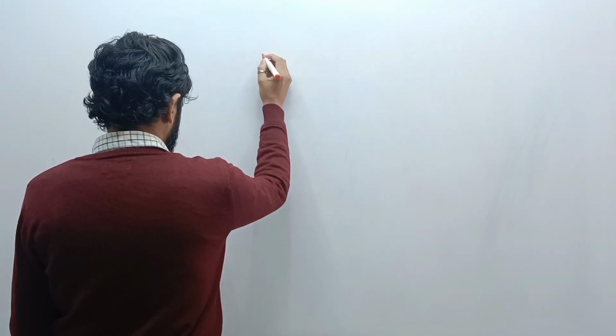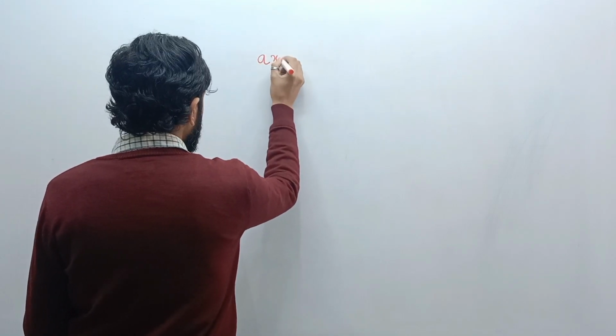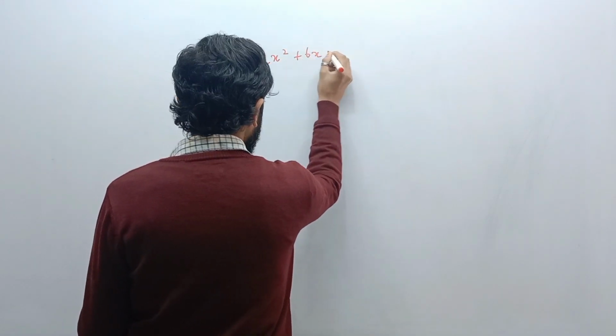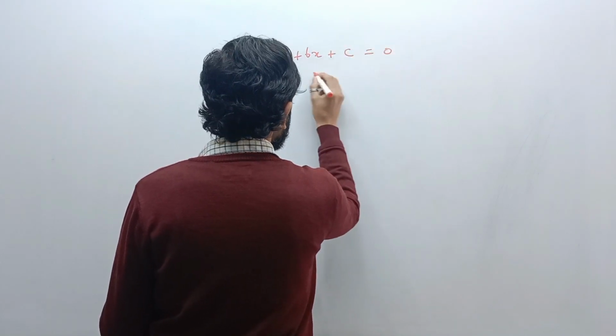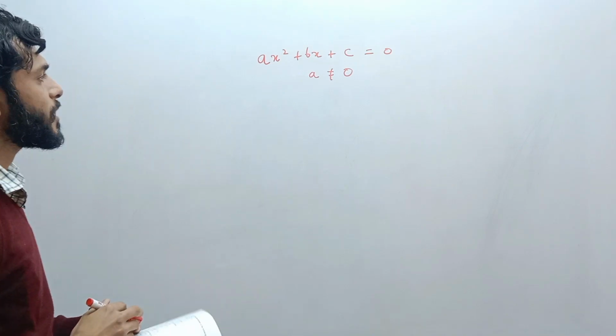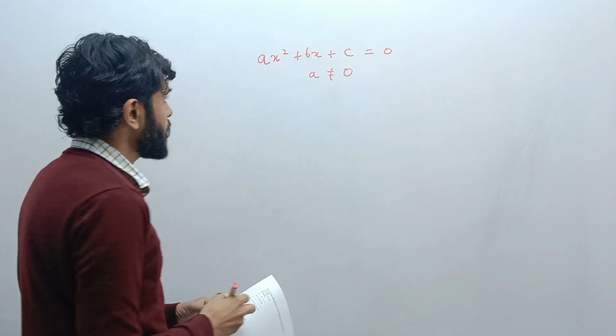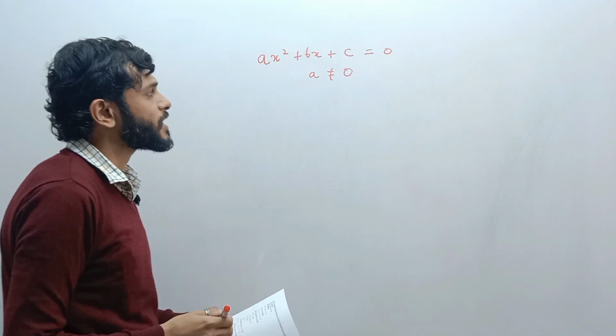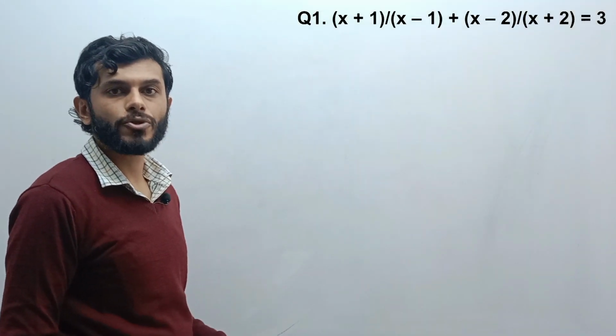Now coming to the next topic, which is quadratic equations. As you all know, an equation of the type ax square plus bx plus c equal to 0, where a is not equal to 0, is called a quadratic equation in the variable x. This is also the general form or the standard form of a quadratic equation. Now let us begin by solving some questions based on quadratic equations.